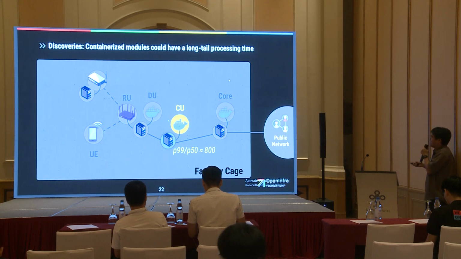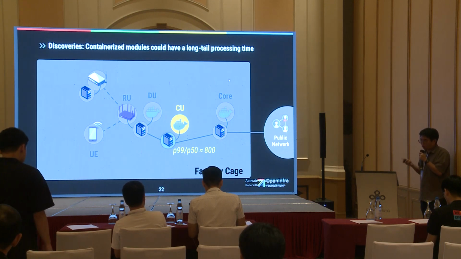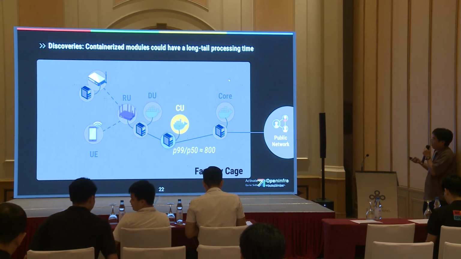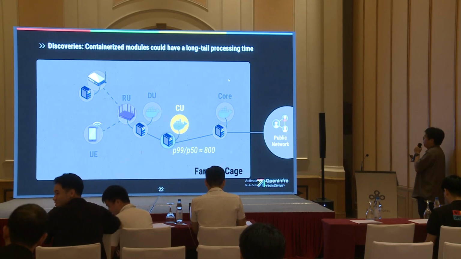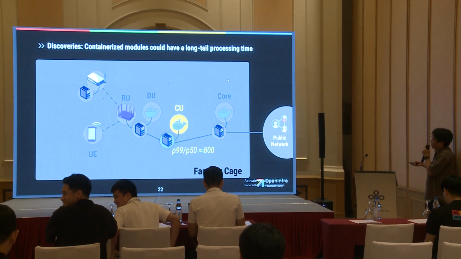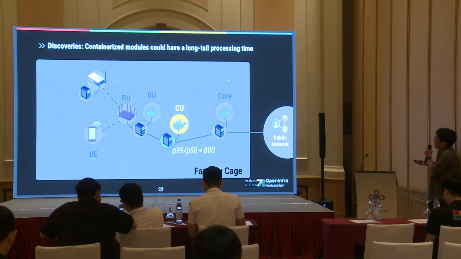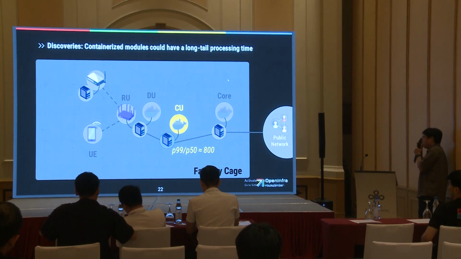And the next one is the CU. The CU has a really long tail processing time. A long tail processing time will lead to poor quality of service, which means that several customers, like 1% of customers, will experience extremely high latency. In this case, 800 times the latency. It is kind of weird behavior, and we suspect it to be a software implementation error or something like that.